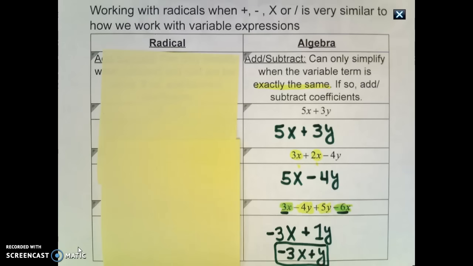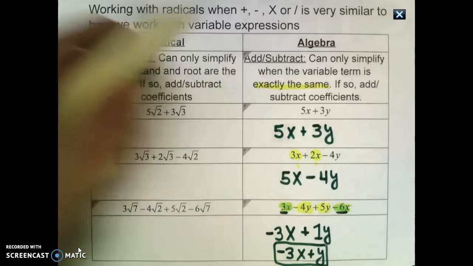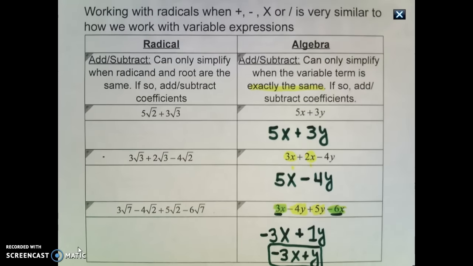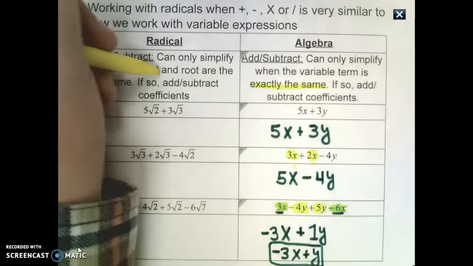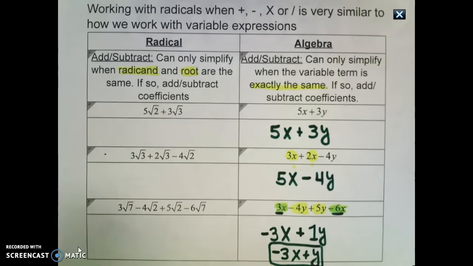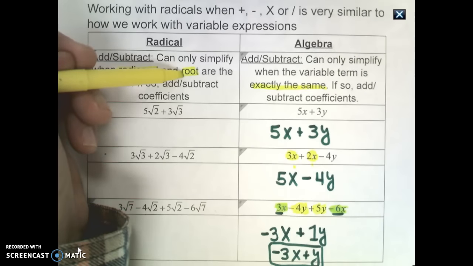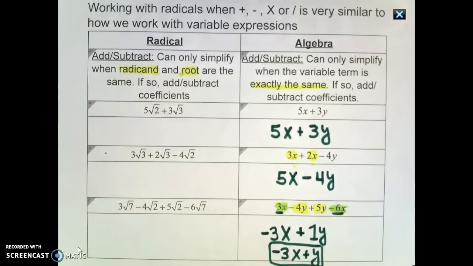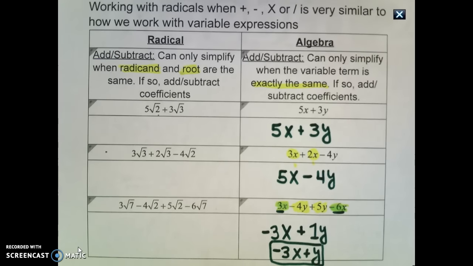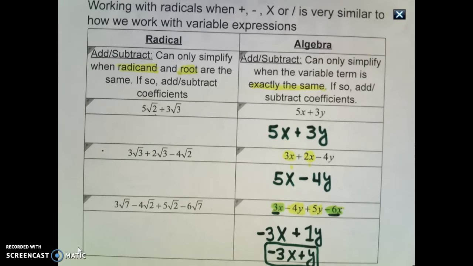So using this idea now, we can apply it to working with radicals. The rule for radicals is that you can only simplify when the radicand and the root are the same. Now in all of these examples, our root is going to be 2 for everything. We're dealing with square roots here. You'll learn more about the different roots in a later course. But the radicand is kind of like the variable. Radicand, remember, is the number inside of the square root. If it is the same, then you add or subtract the coefficients.